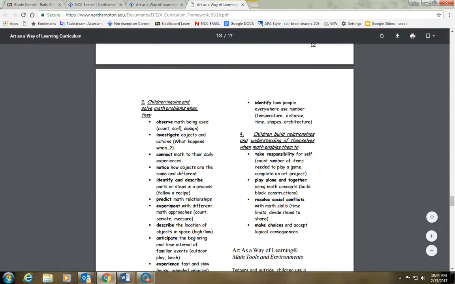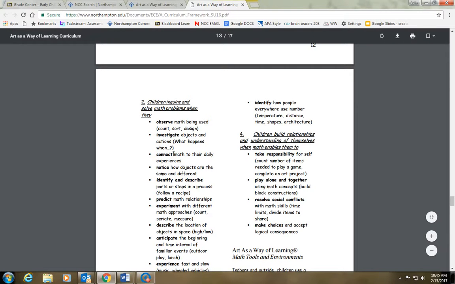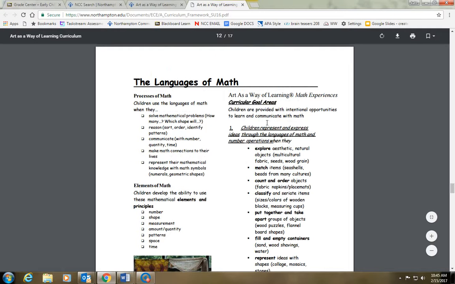You go down here to solve problems. So notice how objects are the same and different. If you're going to have them print different things on paper with paint and shapes, then maybe you're going to focus on children will inquire and solve problems or experiment. Okay, so you choose. You don't need to make up ideas or goals. The goals are here. You pull from this list in math each week.